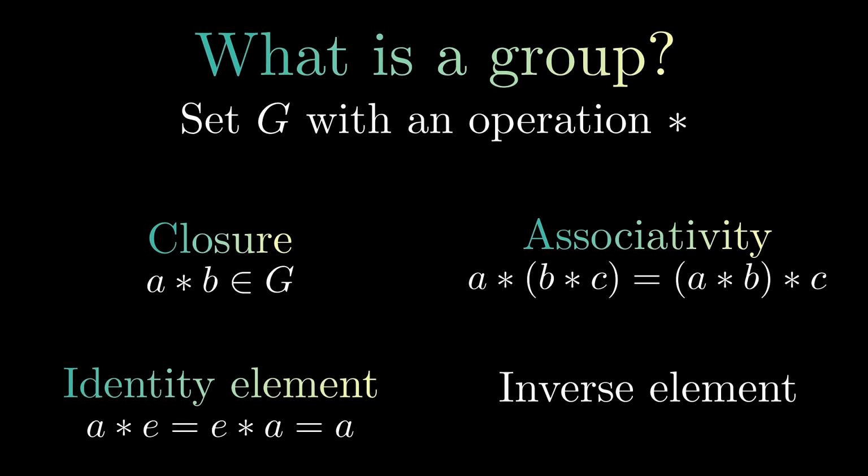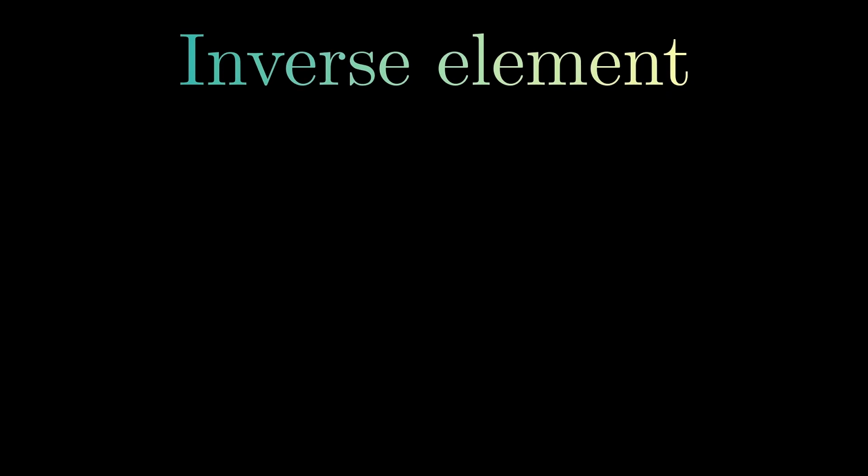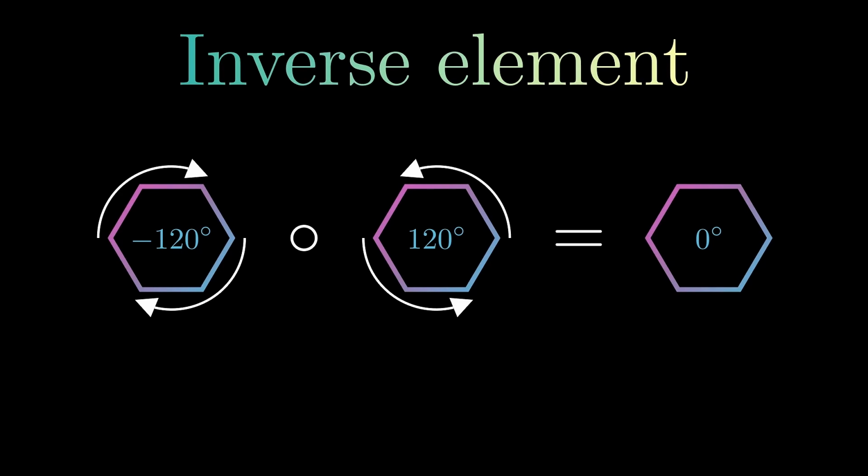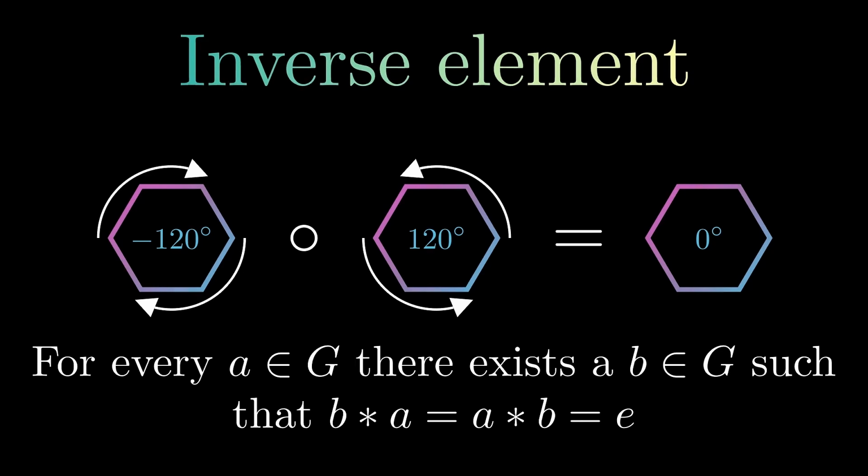The final property of a group is the existence of inverse elements. For every symmetry, there's another symmetry which reverses the first one. For every element in the group, there is another element such that their composition is the identity element.